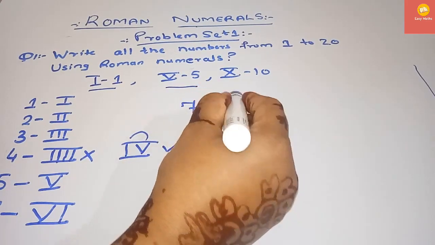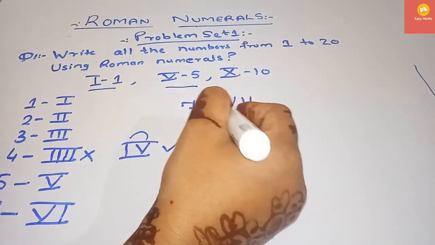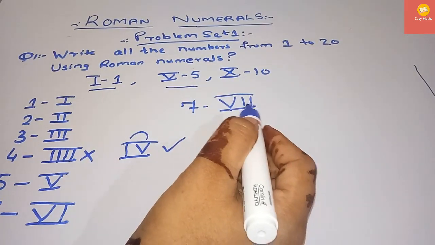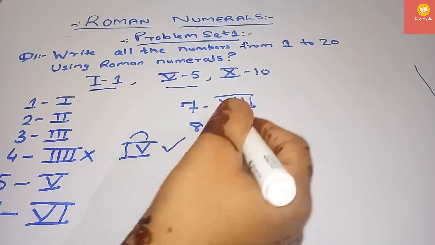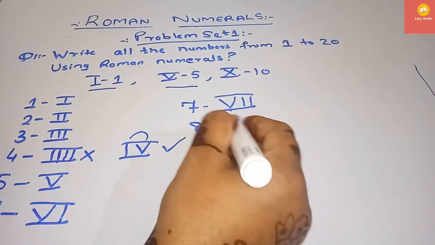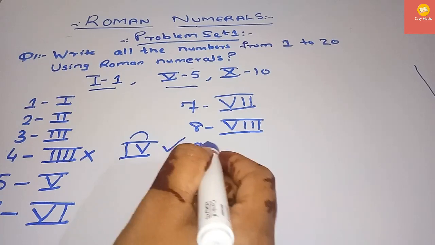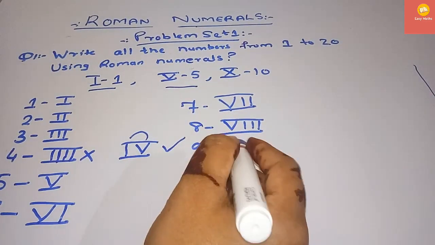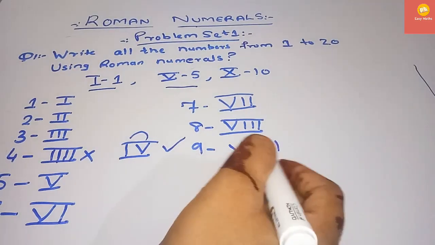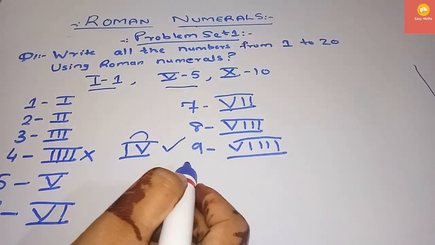7 is nothing but 5, 6, 7, 2 lines. This is 5. 5 plus 2 is 7. How to write it? 5, 6, 7, 8. Okay. Now 9. Can we write 9 like this? 5, 6, 7, 8, 9. Can we write like this?